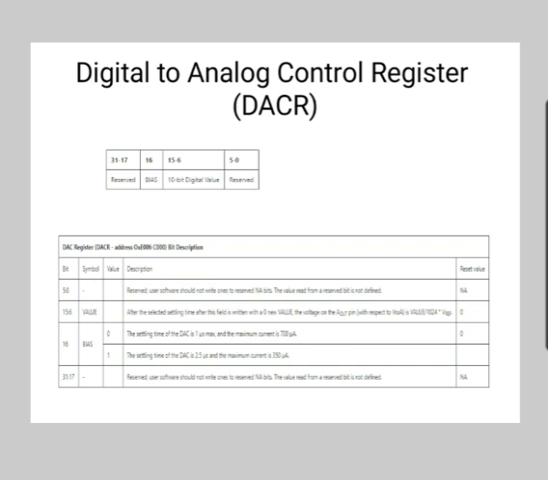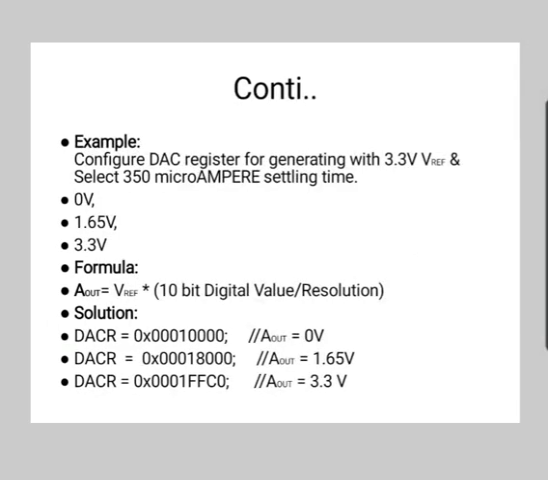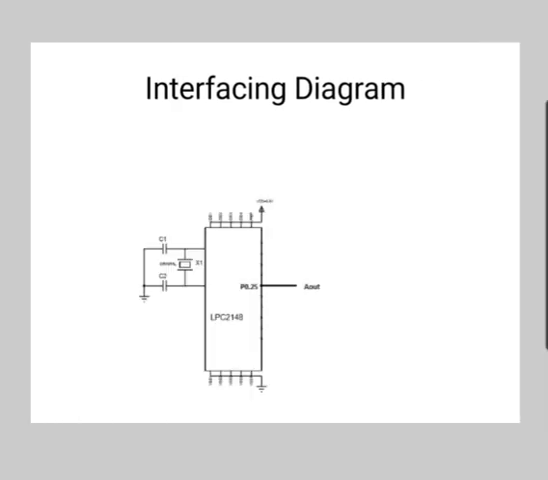Next, bits 17 to 31 are reserved. User software should not write 1 to these reserved bits. Next, here we consider one example. Configure the DAC register for generating 3.3 volt VREF. So some values are given and the formula is also given. Then the next is the interfacing diagram.